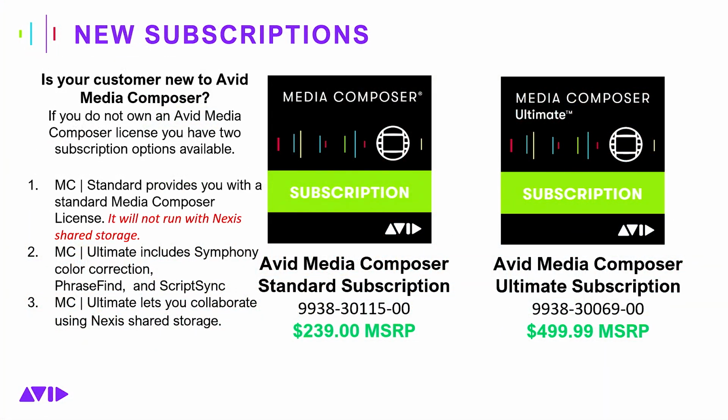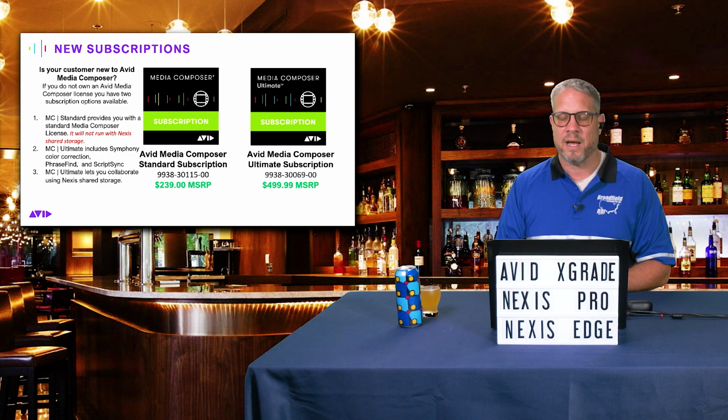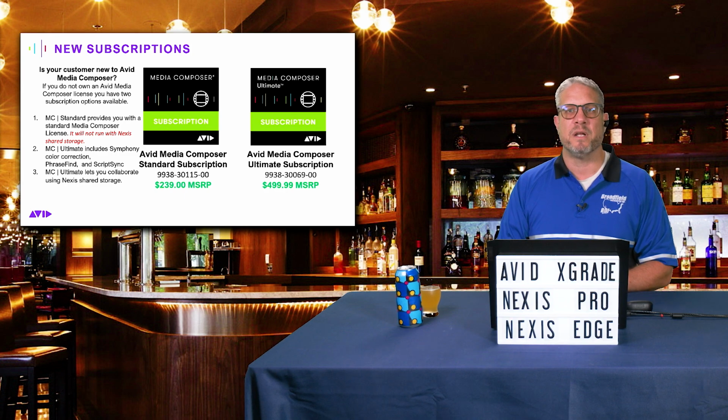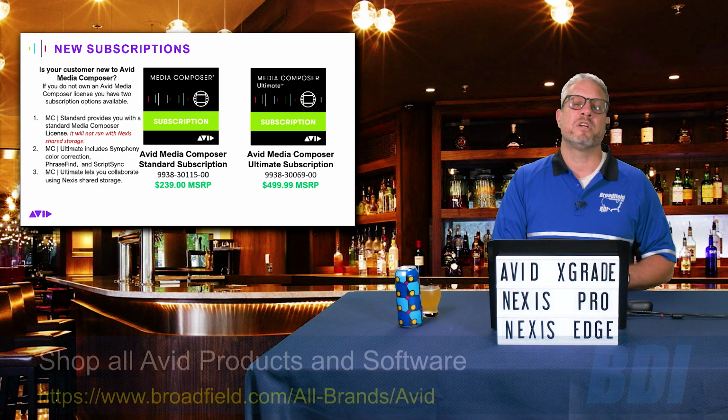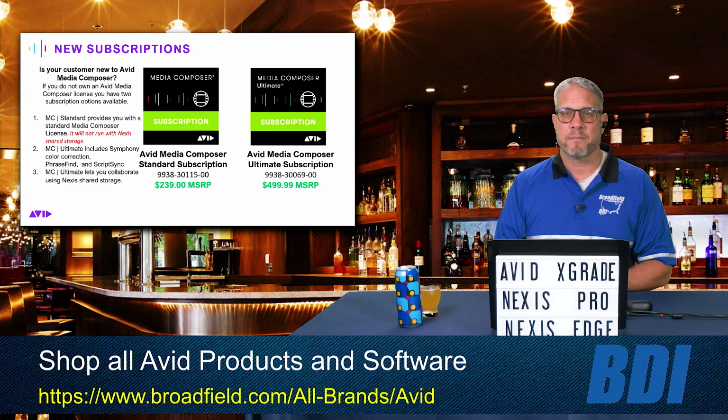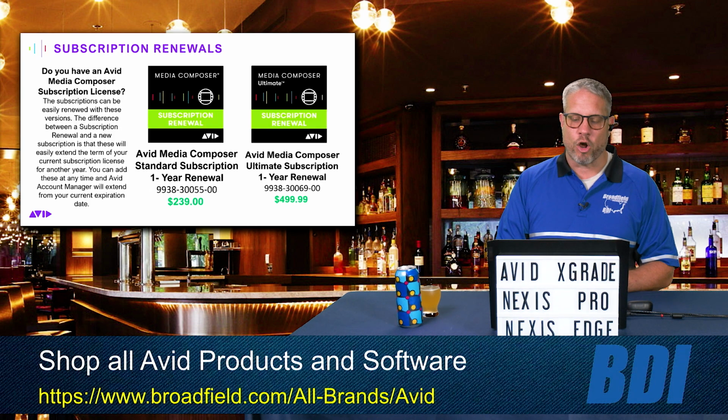So for any of your customers who are working within a team where there might be one or two or more editors working in Media Composer, the correct plan would be the Media Composer Ultimate subscription at $499.99. That Ultimate subscription is what new customers should be looking to get into. If you have customers already on these subscription plans, the renewals are exactly the same.